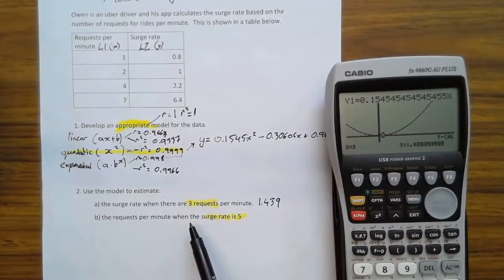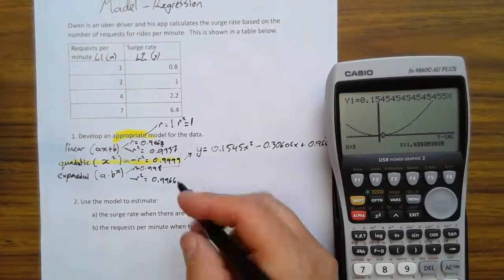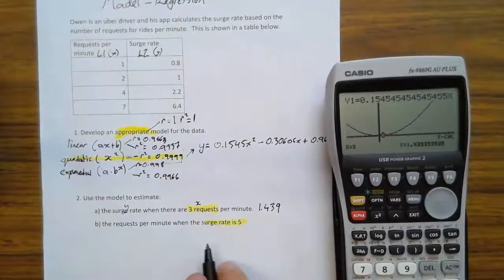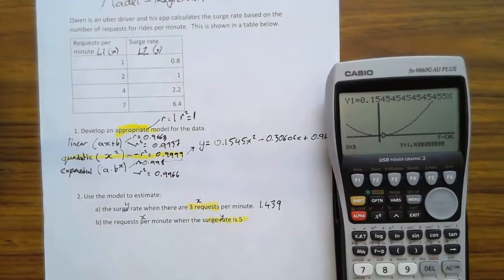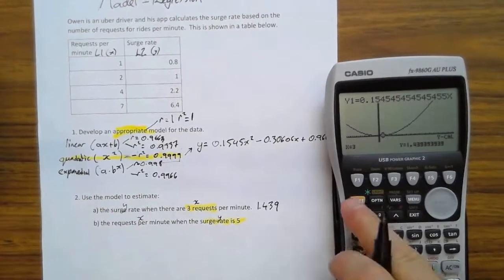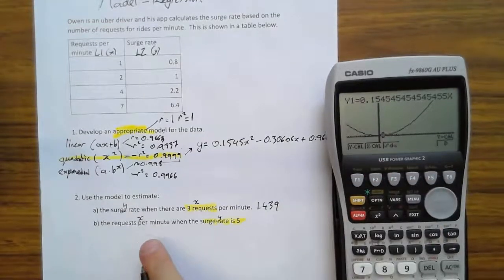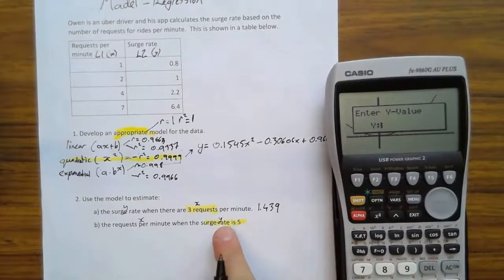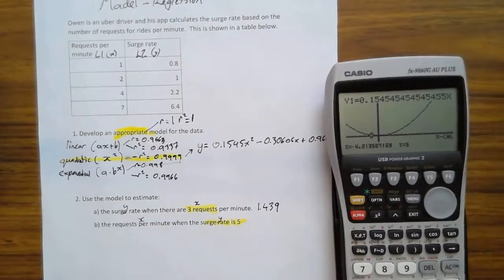The next one, the request per minute when the surge rate is 5. Okay, so again, we had this one where we knew what X was and we wanted to find what Y was. In this case, we know what the surge rate is, we know Y, we want to find out X. So I'm going to go Shift G solve, go across, and we want to find out what X is, so we're going to get Xcalc. It asks you for what Y is. Y in this case, 5. X is going to be, now here we go. This is a limitation of our model.